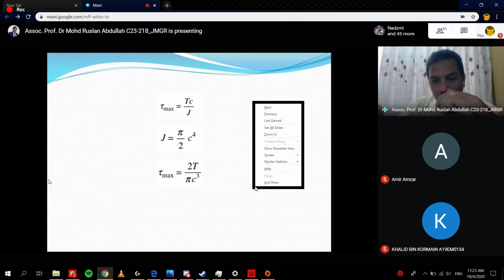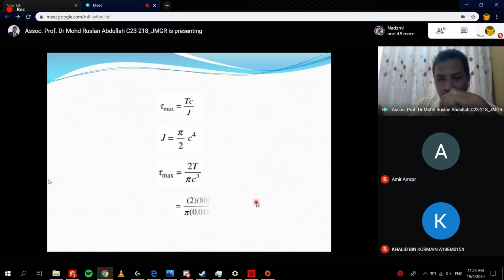Okay, so based on that, we can determine the tau maximum. Just put all the information in this formula. Tau maximum equals 87.3 megapascal. This is just repetition. I just repeat what we have done last week.